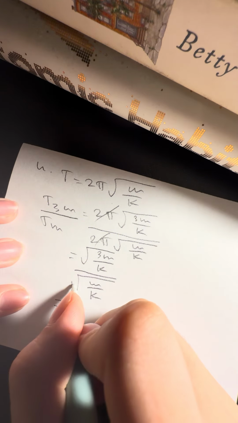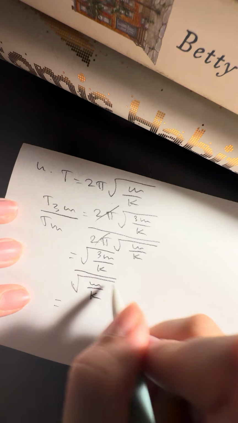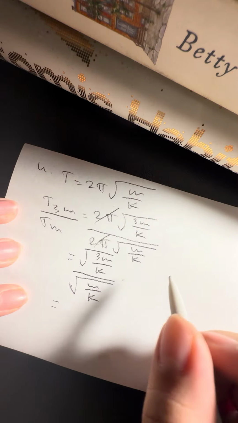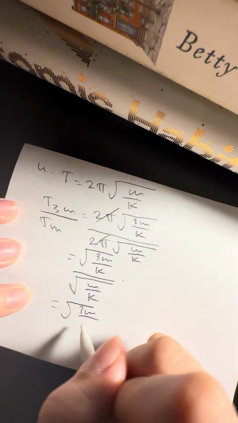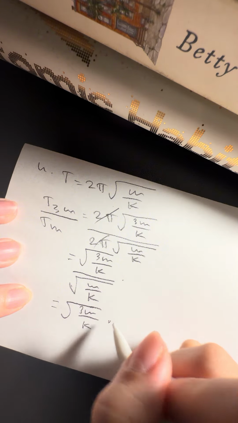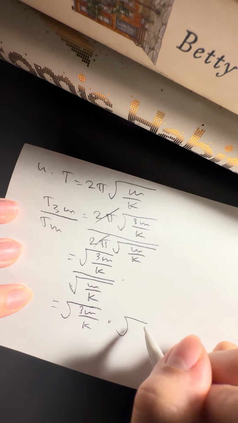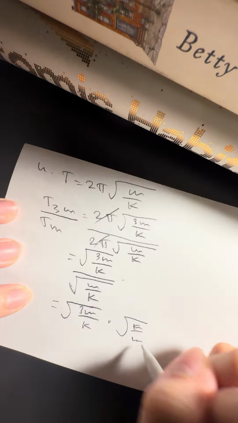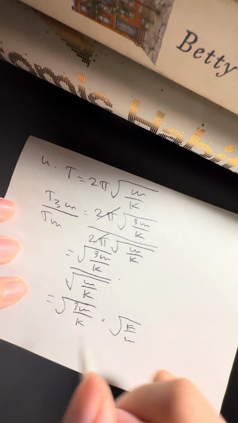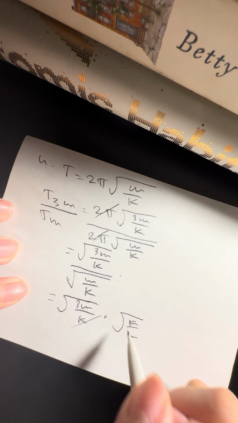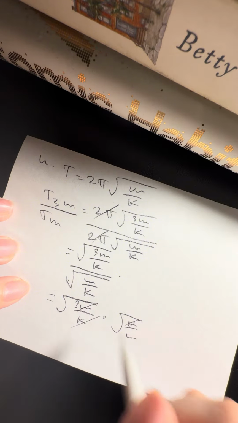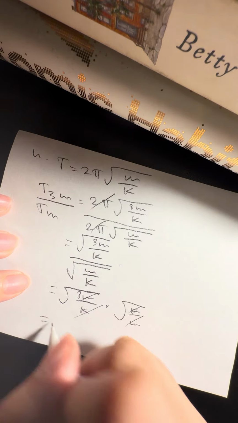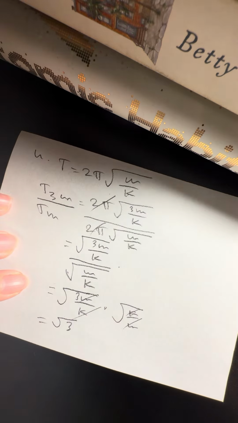And I need to move it. I need to move the radical m over k to the right. So it would be radical 3m over k times radical k over m. I cancel out k and m. So the answer would be radical 3.